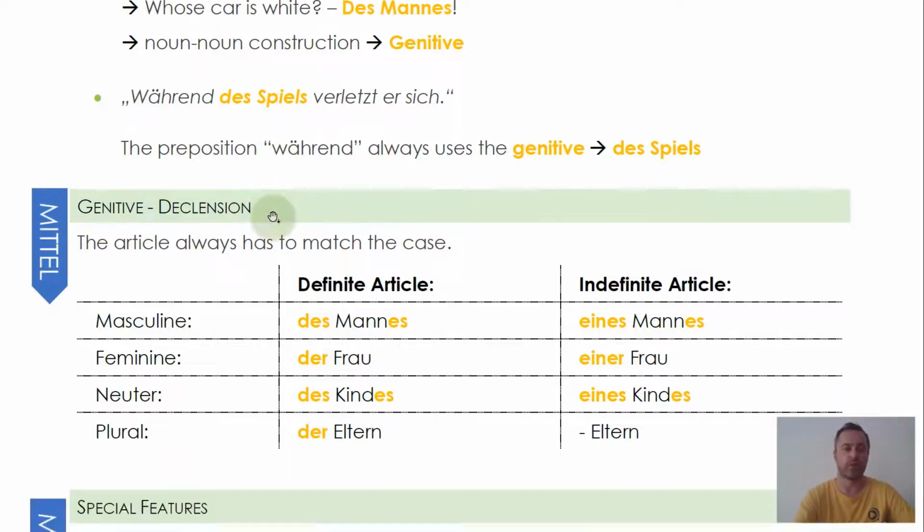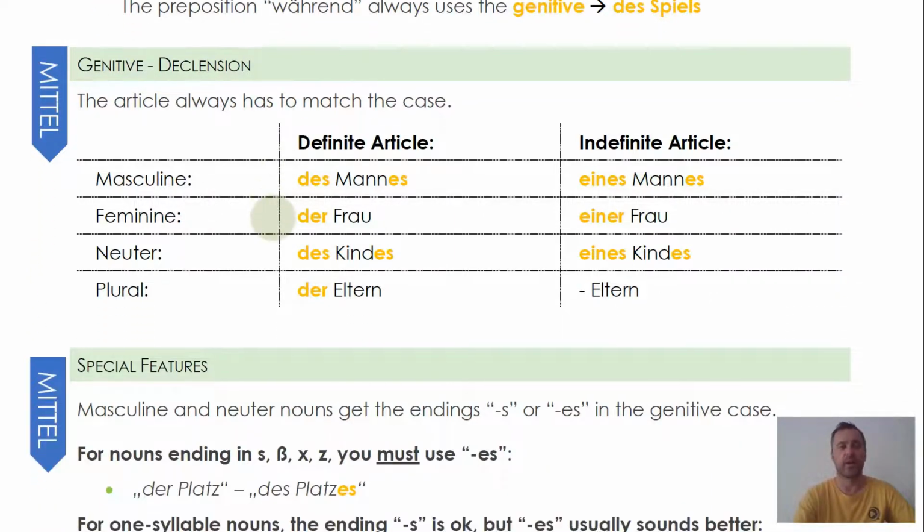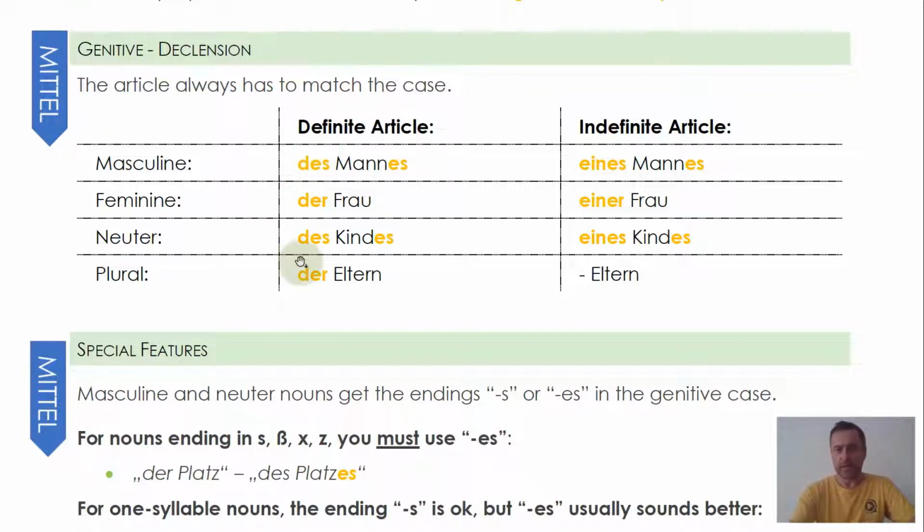Before we get to the use of the genitive case, let's have a quick look at the declension. In genitive case, you have to change all the articles, like in dative, and masculine and neuter get des, and feminine and plural get der. If you want to know more about German declension, I will not go too much into detail in this video because it would be too much. But I made a whole series of declension videos, declension of every single article. I will link that for you in the info cards here in the upper right corner.